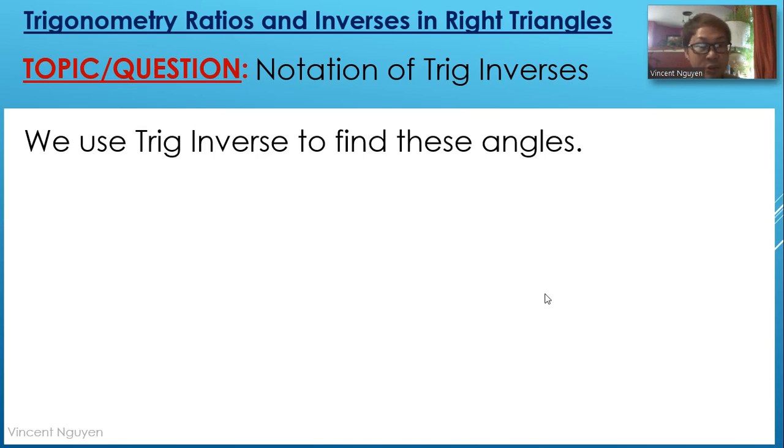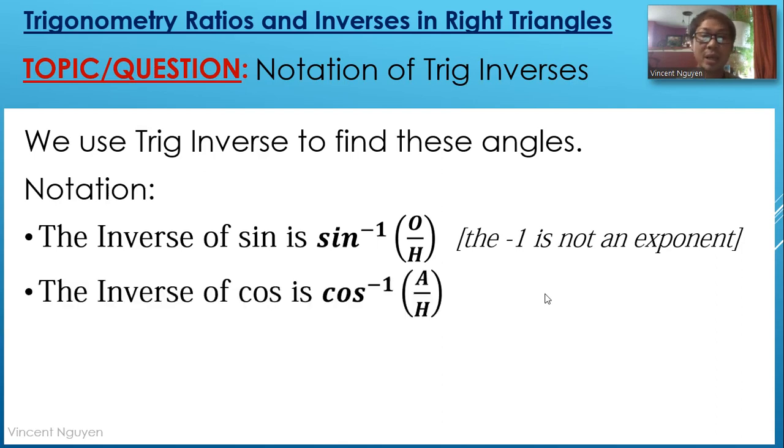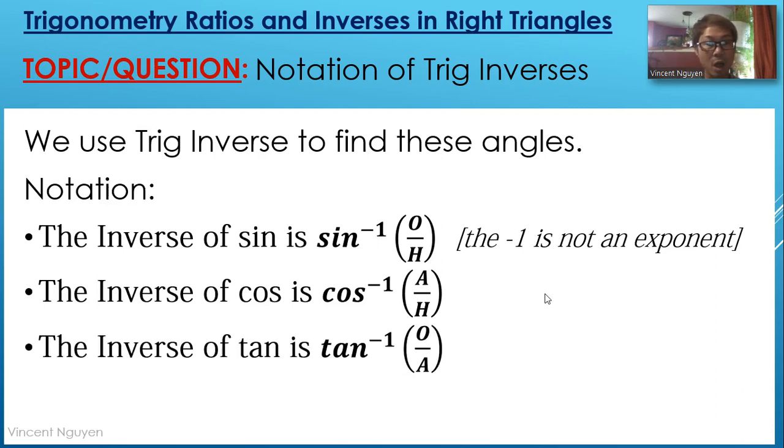So what is the inverse notation? On your calculator, you would see it written as sine to the -1 superscript. The -1 is not an exponent, so it's not the negative first power. To find the angle, all you have to do is set up the same ratio, however, using inverse. So opposite over hypotenuse, but with sine inverse to give you the angle, the angle of reference, the angle that you don't know. For cosine, you do cosine inverse of adjacent over hypotenuse. And for tangent, you do tangent inverse of opposite over adjacent.